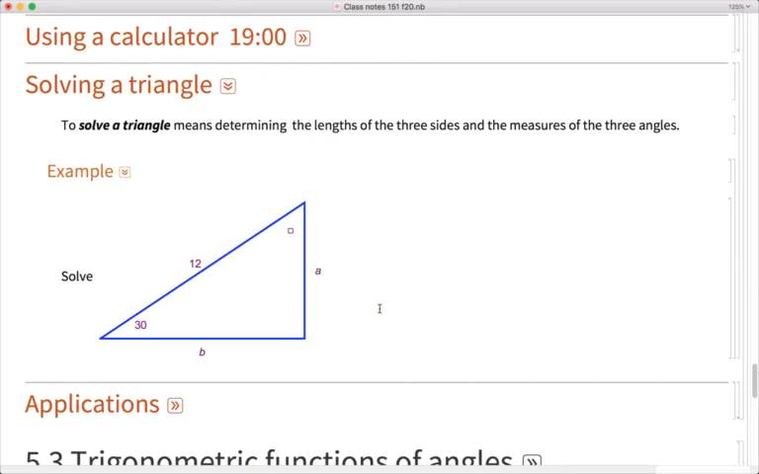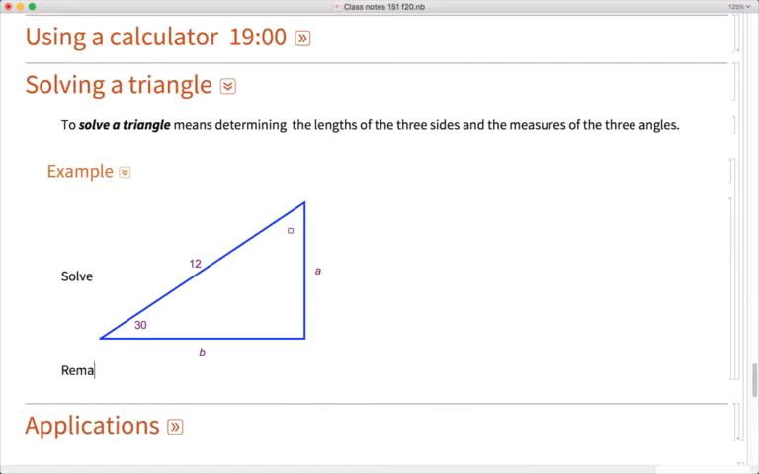Okay. So the remaining angle. We're using the fact that in a triangle, all of the angles add up to 180. We've got the 30 and the right angle is already specified. And you might have just recognized this. This is a 30, 60, 90 right triangle. Okay, so the remaining thing here is to get both the A and the B.